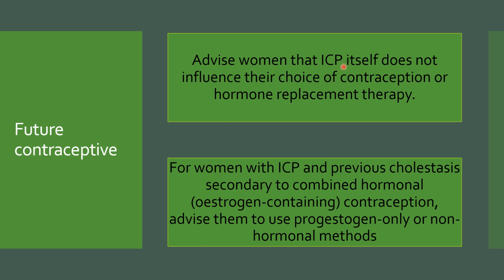According to this guideline, ICP itself doesn't influence their choice of contraception or hormonal replacement therapy. That means the woman with ICP can take any type of contraceptives. For women with ICP and previous cholestasis secondary to combined hormonal contraception, that means estrogen containing contraception, advise them to use progesterone only or non-hormonal methods. So progesterone only or non-hormonal method is for women who have previous cholestasis secondary to combined hormonal contraception. Otherwise, the lady with ICP can take any form of contraceptives.